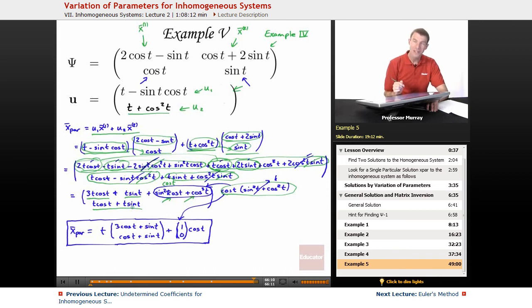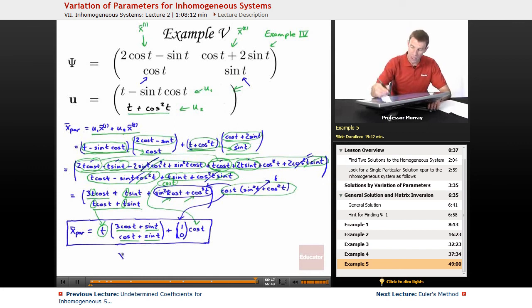And then what I see now, basically I'm done. I just wanted to factor the t out and make it look a little nicer. So I factored out that t from the first 4 terms, factored that out here. And that left me with a 3 cosine t plus sine t and a cosine t plus sine t. And I still had that 1 term of cosine t. Can't factor a t out of that, so I had to write it separately. So there it is, 1, 0 times cosine t. So that's the particular solution to that inhomogeneous system that we started with way back in example 4, and then we had it again in example 5.